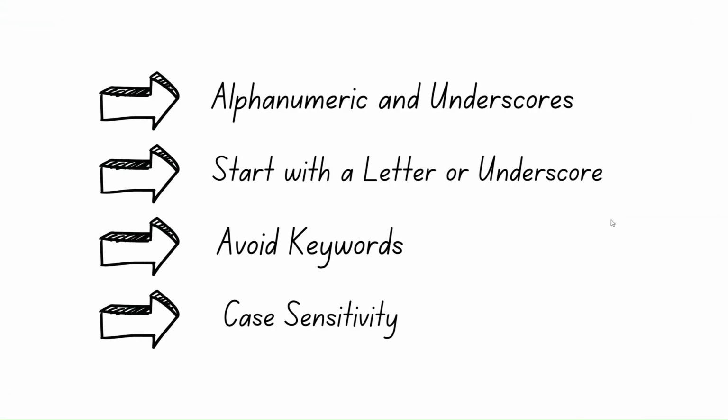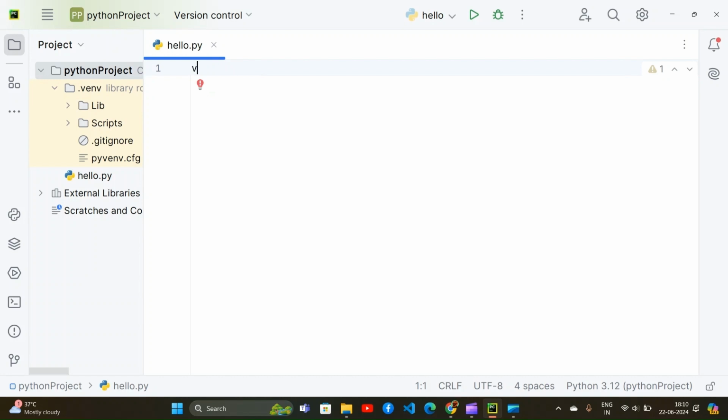And the last one is case sensitivity. Python treats uppercase and lowercase letters as distinct variable names. For example, variable with a small first letter is different from Variable with a capital first letter. Here you can see the first letter of this variable is small and this variable is capital. Python treats these two as different variable names, so be careful to avoid confusion.